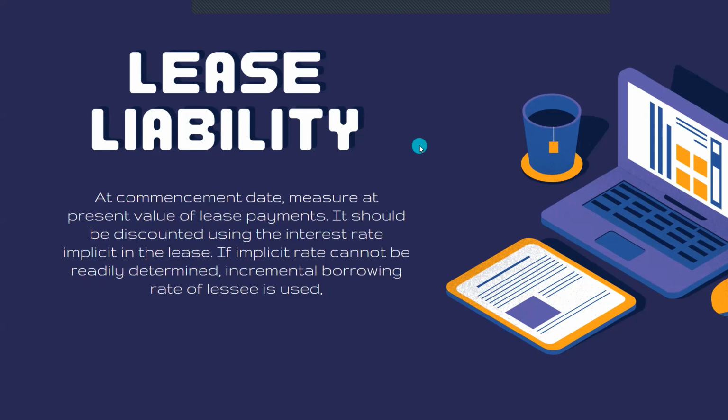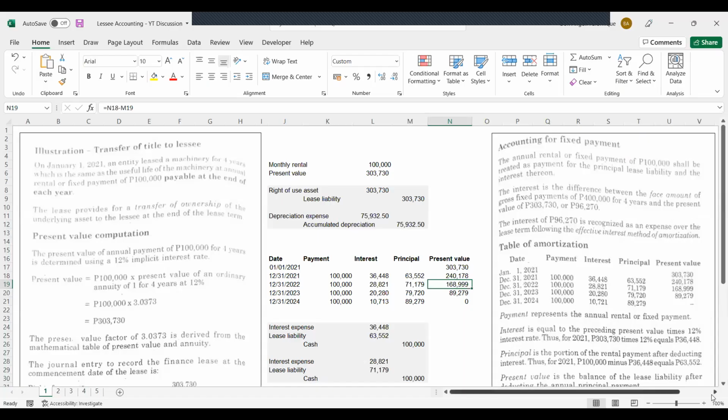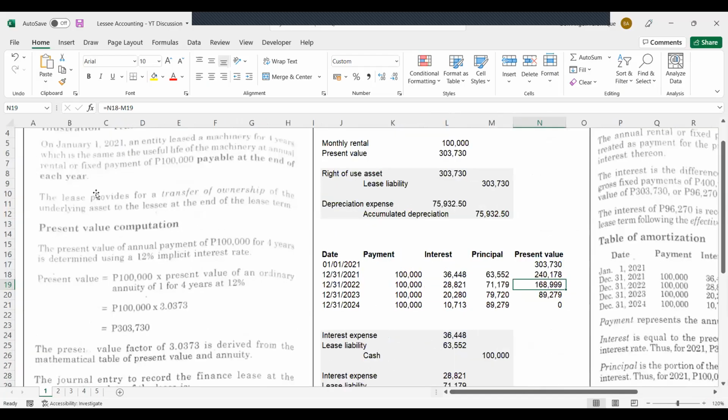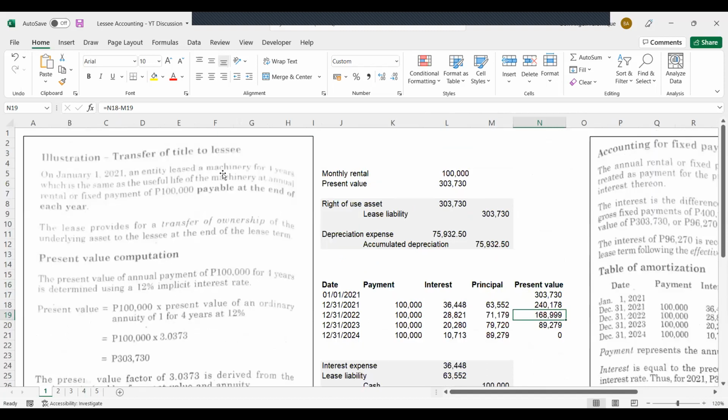So that is the initial measurement. Pero subsequently, para siyang notes or loans payable na ina-amortize mo ang lease liability. Diba? So, makikita nyo dito sa mga sample problems yung pag-amortize natin ng lease liability. Okay. So, dito tayo sa problem 1. So, may illustration tayo dito that on January 1, 2021, an entity leased a machinery.